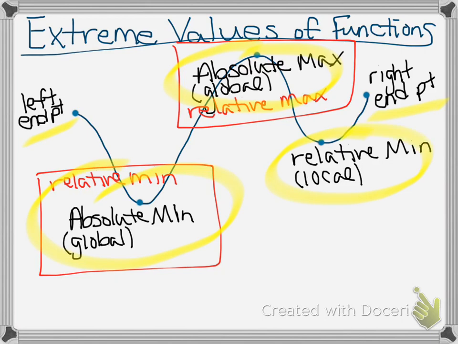Versus this guy right over here is strictly just a local minimum. It is not the highest or lowest point on our graph globally, but it is still a low point on the graph in the neighboring area, so we call it a local or relative min. Please keep in mind that global and absolute, as well as relative and local, can be used interchangeably. They are to mean the same thing.